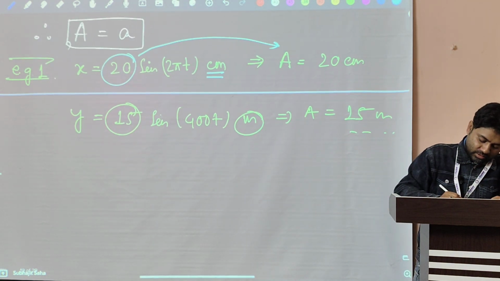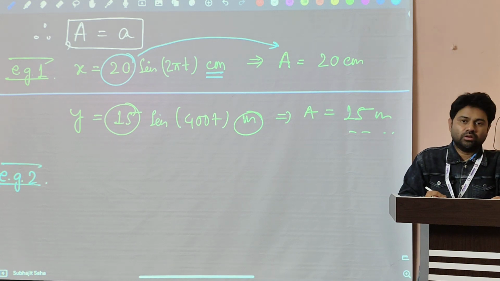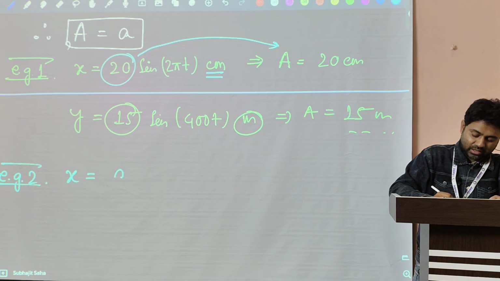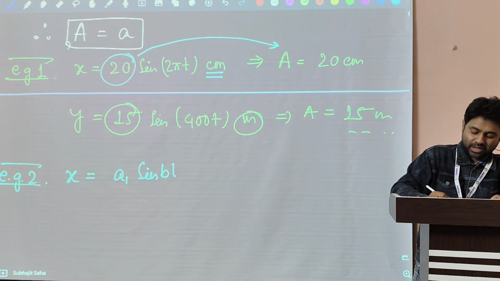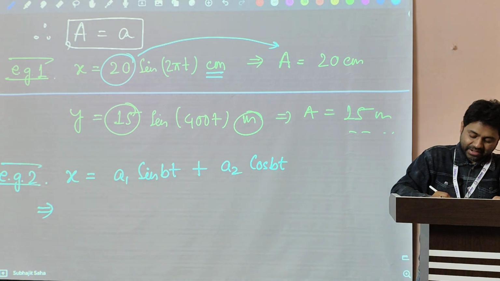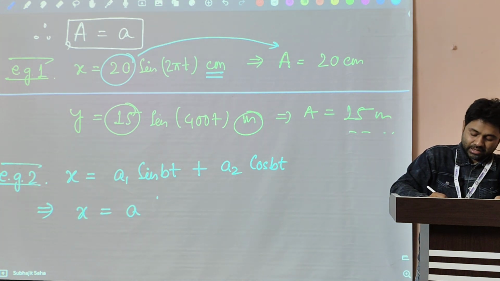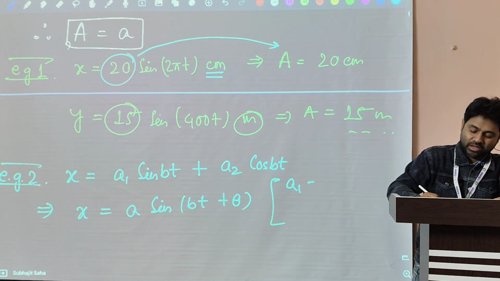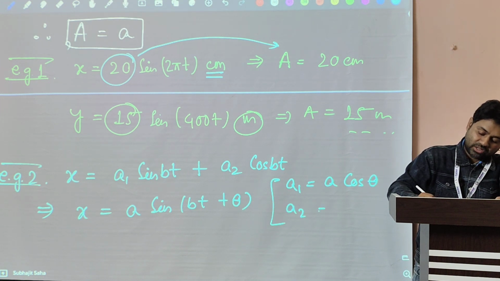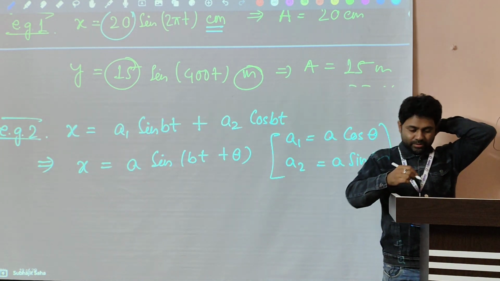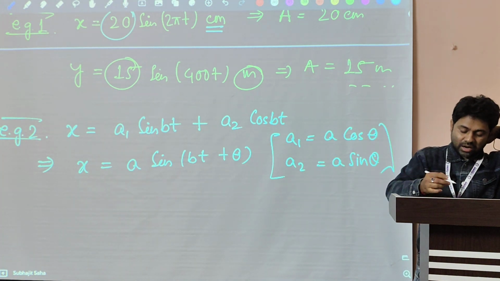Next, take this example. Get back to the example that we took earlier. Say displacement of a particle is given by a1 sin bt plus a2 cos bt. We reduced the equation by writing it like x equals to a sin bt plus theta, where a1 was taken to be a cos theta and a2 was taken as a sin theta. We just discussed this, so I'm not going for the derivation. We already derived this earlier in this class.